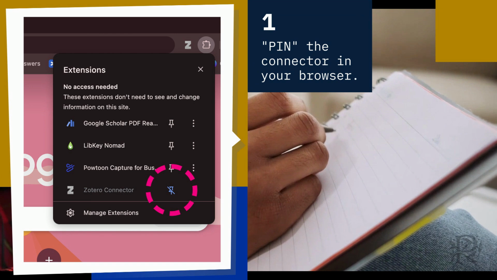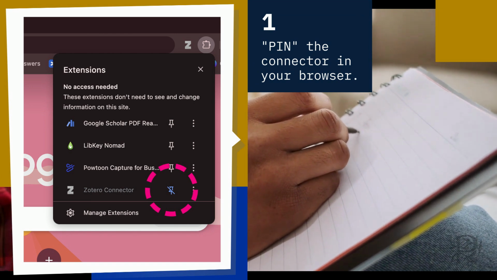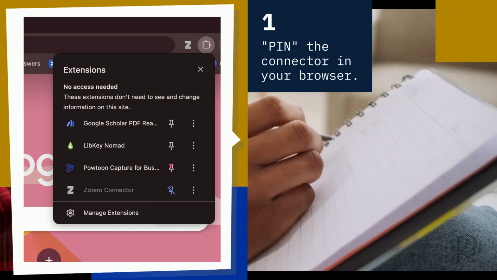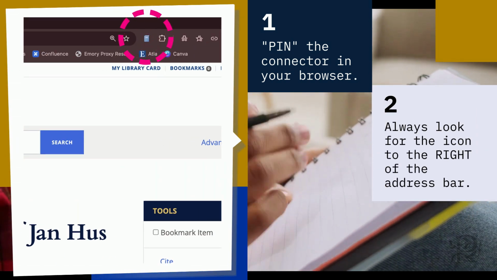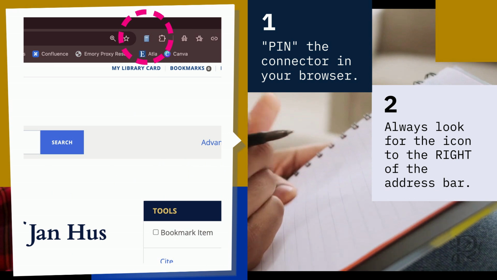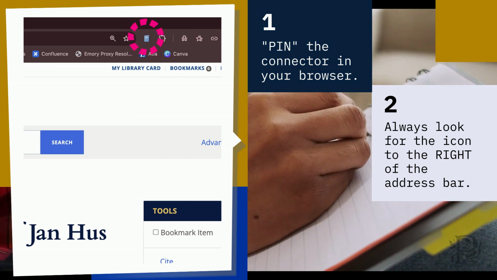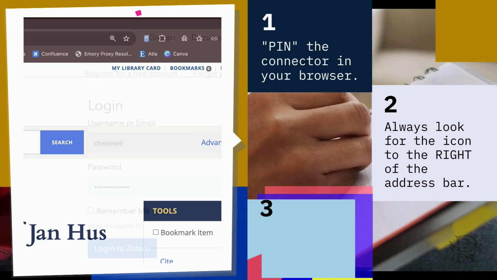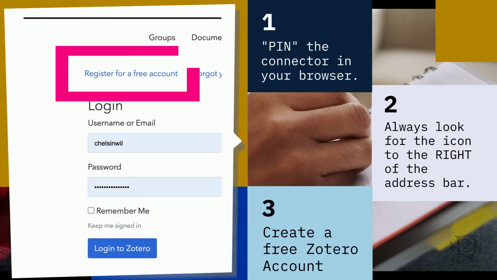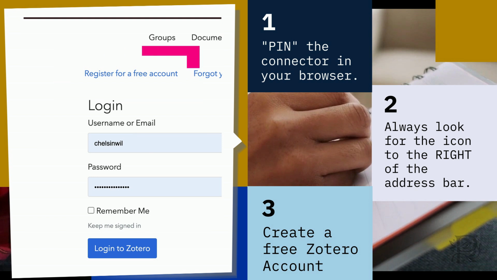First, pin the Zotero connector so that it appears on your browser instead of in a list of other extensions. Second, once you've pinned it, the connector icon will always appear to the right of the address bar. The icon will change depending on the kind of source Zotero detects. Third, be sure to create a free account so that you can sync your library across devices.